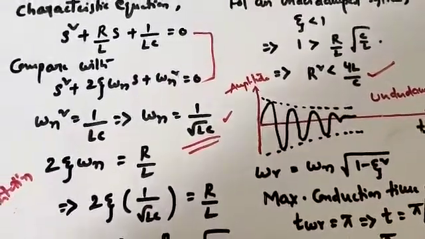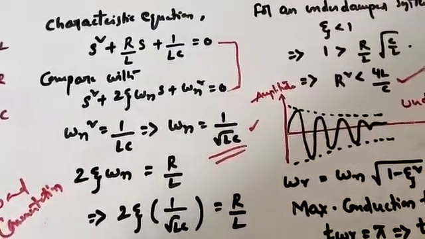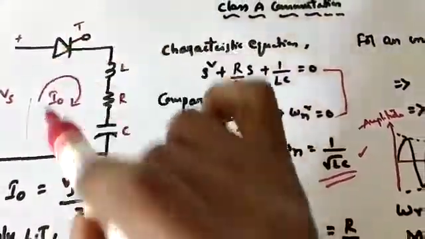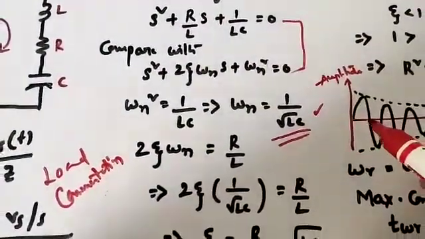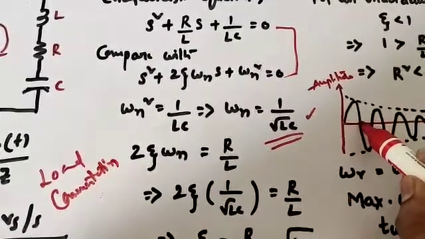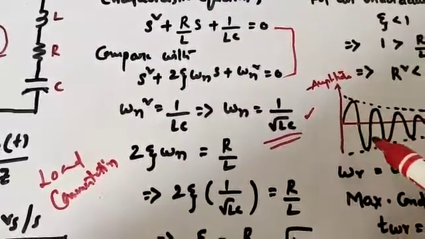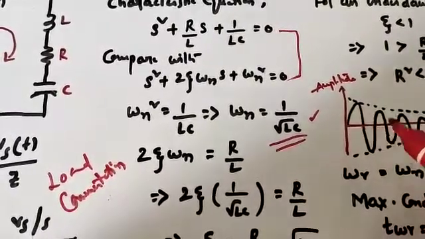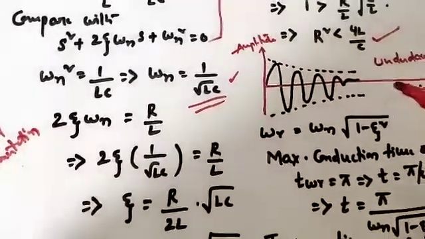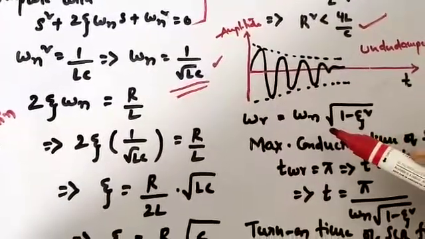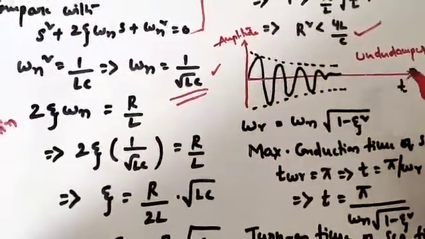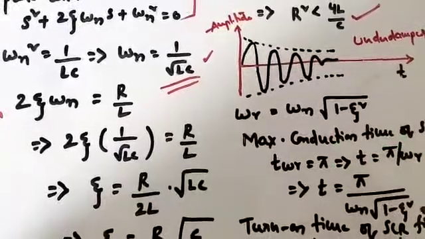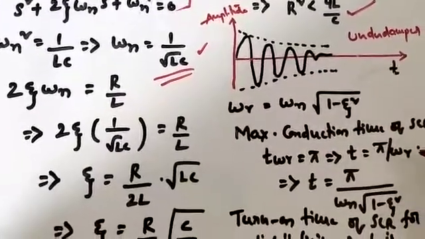When I turn on the SCR by giving a gate pulse, what happens? Up to pi there is a positive half cycle, so the SCR will be conducting, but after pi it gets reverse biased. So here the SCR current is going to be 0. For an underdamped system, the resonant frequency is given as omega equal to omega n into root over 1 minus zeta square. So the maximum conduction time of the SCR.